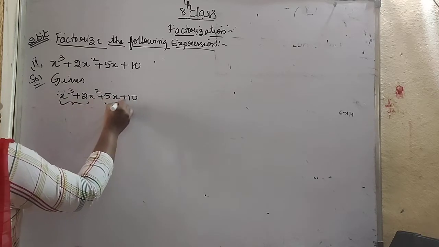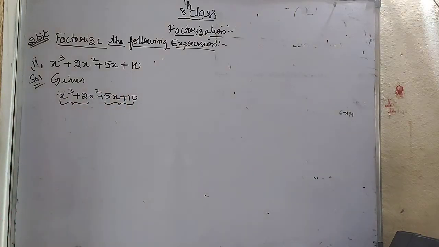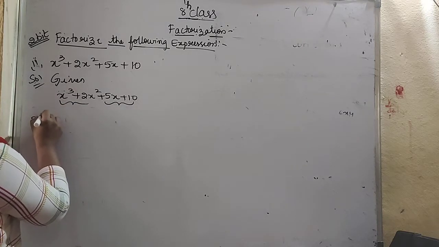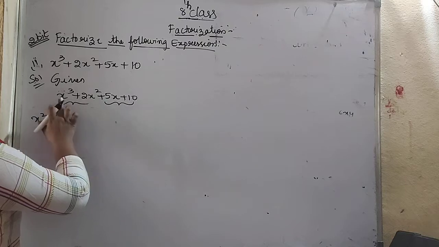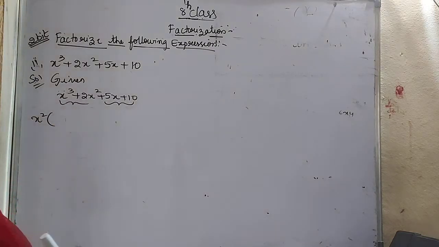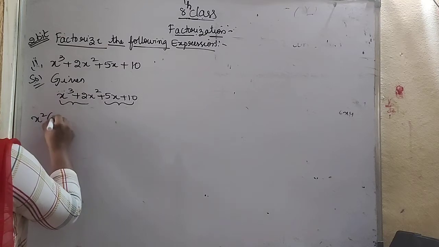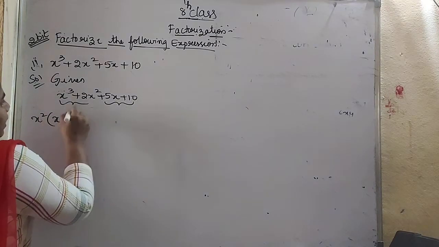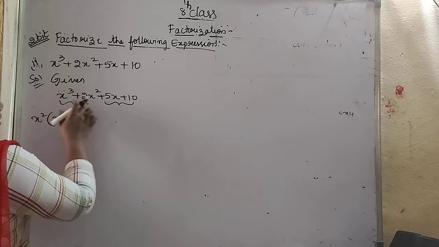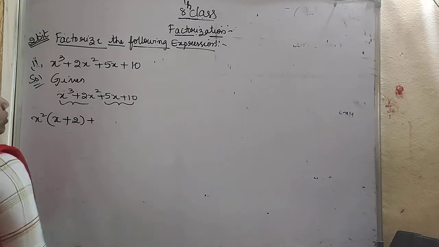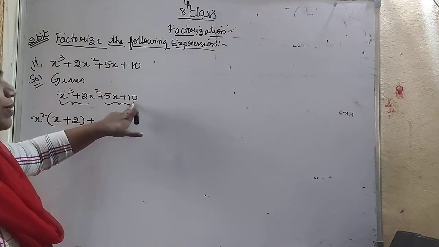So the first two terms, and the last two terms, we have to take the common. In these two, what is common? x square is common in these two. Here x square is there, and in x cube also you will see x square. So x square is common. And what is the remaining here? Only one x will be remaining. Plus, already I have taken x square as common from 2x square, only 2 is remaining.